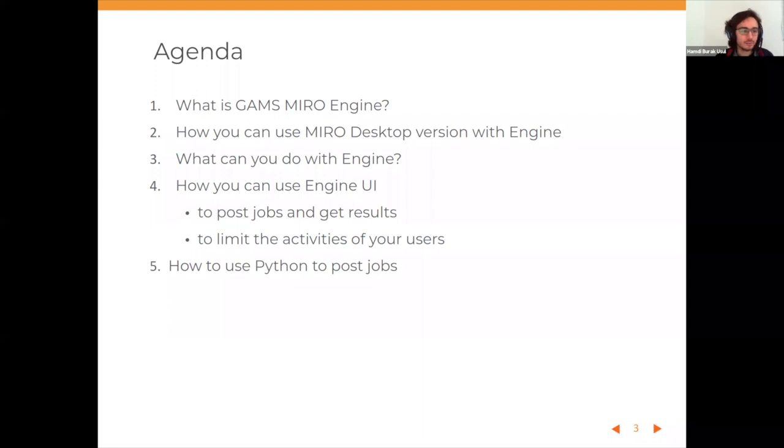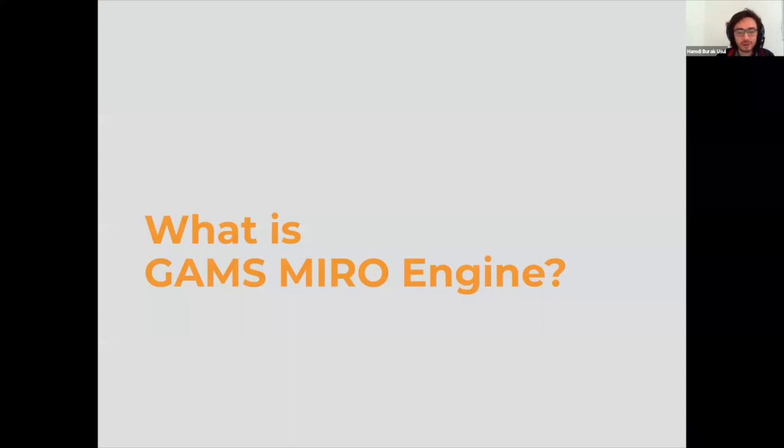And after that, I'm going to continue and talk about how you can use Engine UI. Engine UI is a user interface that is specifically developed for the engine. I'm going to present how you can use that to post jobs and get the results, and how you can use that to limit the activities of your users. Then I'm going to finish my talk with how to use Python to post jobs. Right, let us begin. So what is GAMS MIRO Engine?